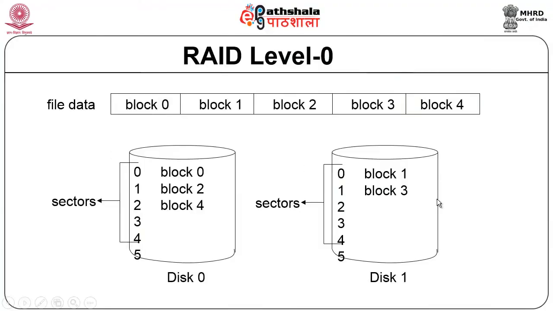Look at this diagram. Say you have a file's data where you have blocks 0, 1, 2, 3 and 4. Block 0 is written into disk 0, block 1 is written to disk 1, block 2 is written here, block 3 is written here, and block 4 is written to disk 0. So, you find that block striping is done, and the blocks are being kept in different disks. Because of this you get a performance improvement, because when you are trying to read, say, block 0 and block 1 from the file, block 0 can be read from this disk and block 1 can be read from this disk in parallel, and hence performance is improved.